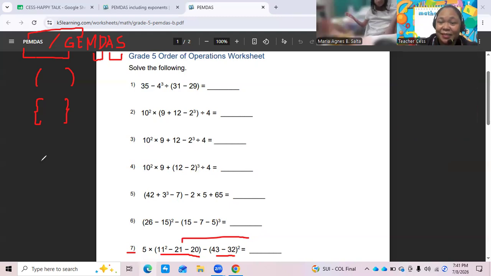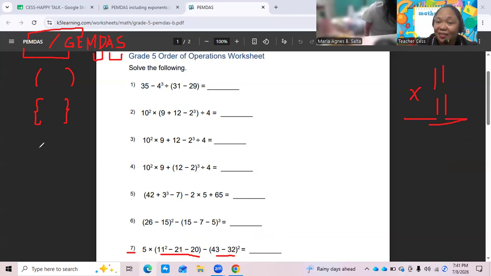11 times 11? It's near. 110? Higher, higher. Oh, wait, 120. No, 121. Very good. So 11 times 11 is equivalent to 121.